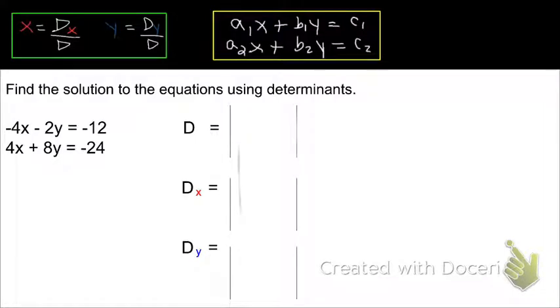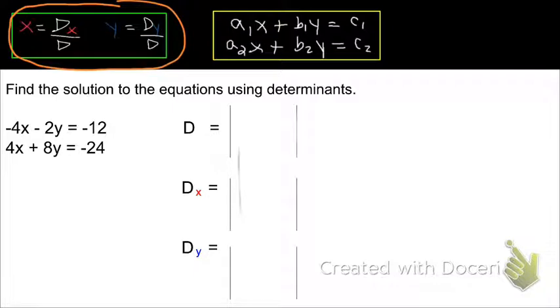Here I'm going to show you how to find the solution to a system of equations using determinants using the DESMOS calculator. So in order to find the solution, we need to know what x and y is. And in order to find that, we need to know what D, Dx, and Dy are. And those are our matrices that we're going to enter into the calculator.